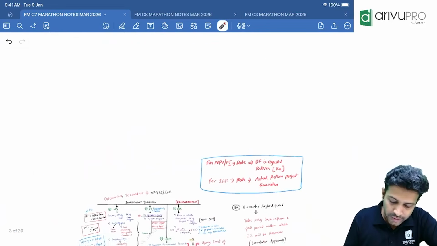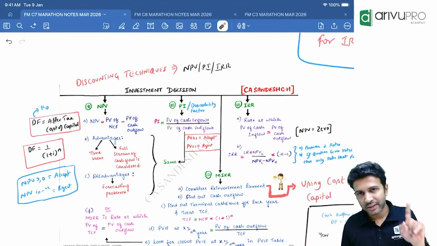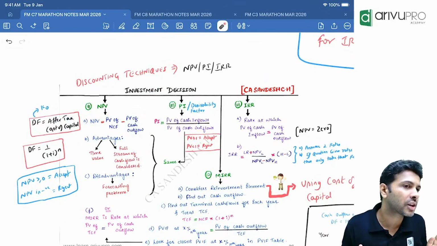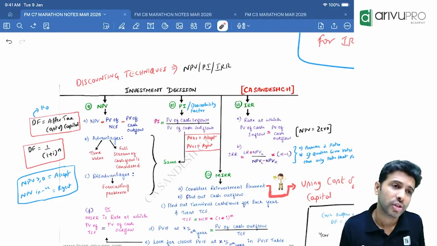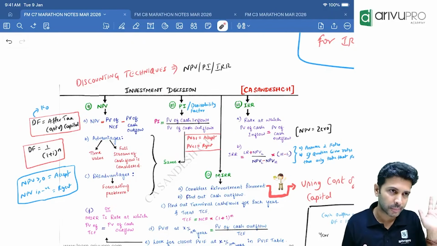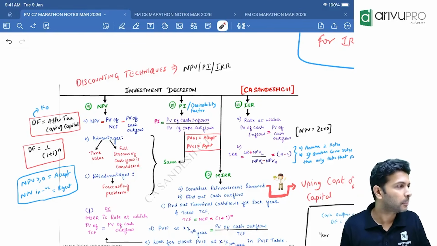Okay, next we looked at discounting techniques. First one is NPV. How do you get NPV? Present value of cash inflow minus present value of cash outflow. Now, decision rule. If NPV is greater than or equal to 0, accept for an individual project. For multiple projects, whichever project has the highest NPV, select that.